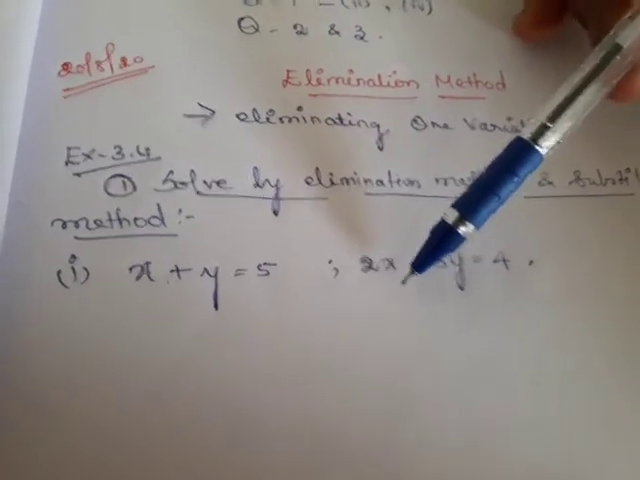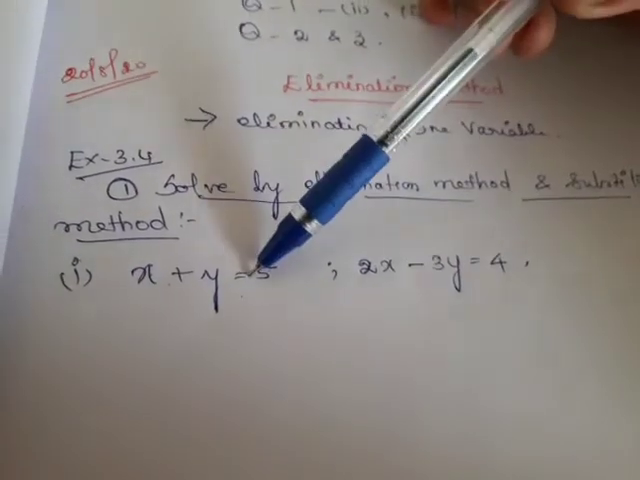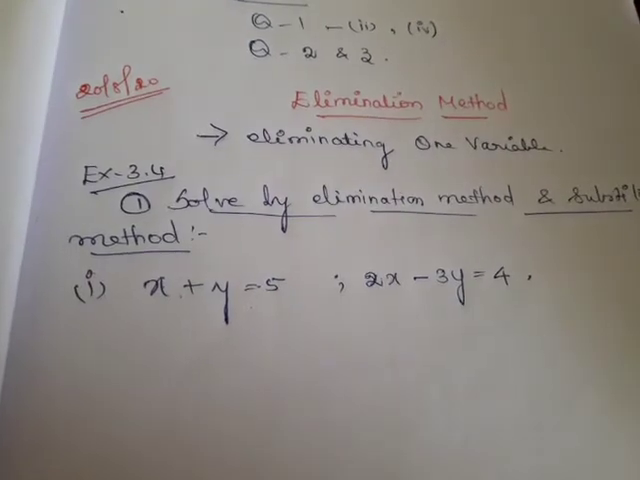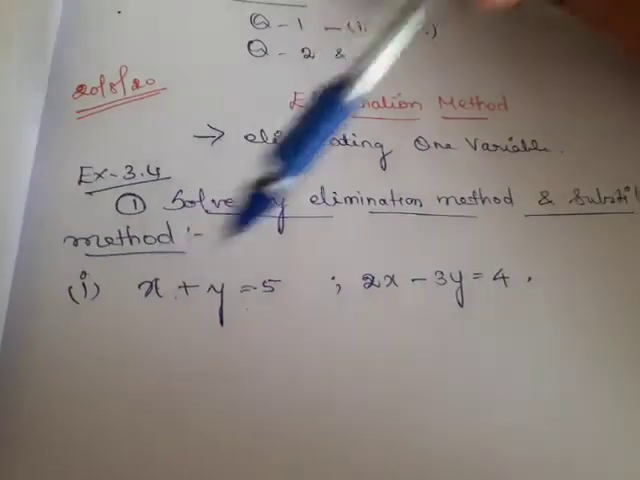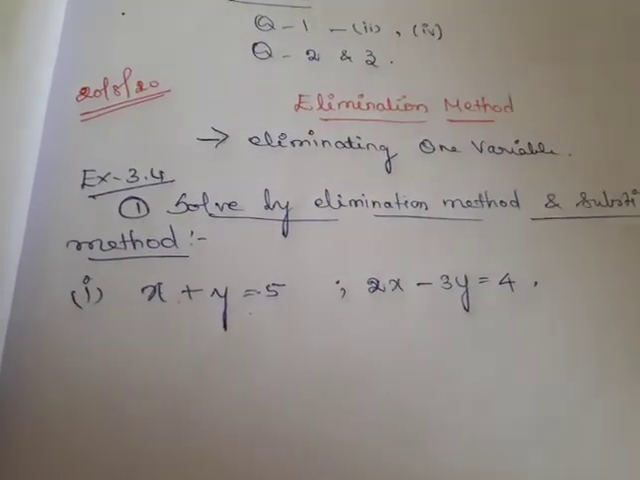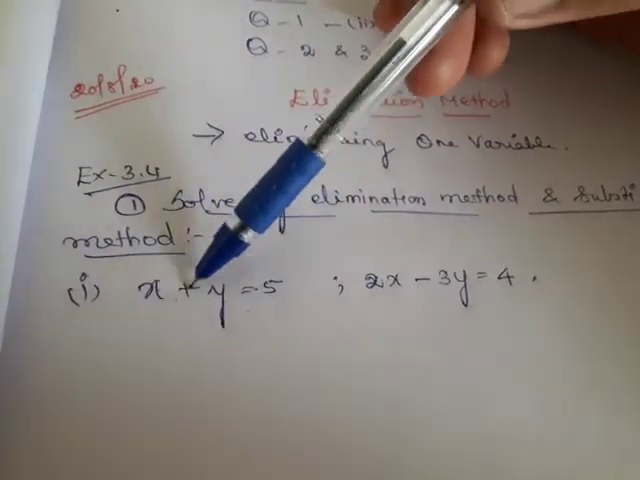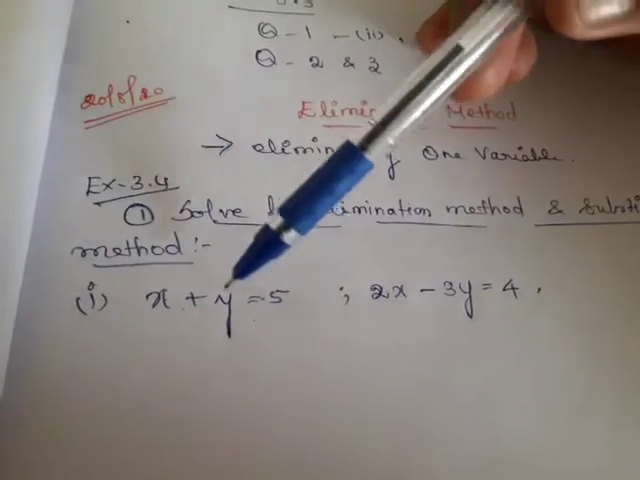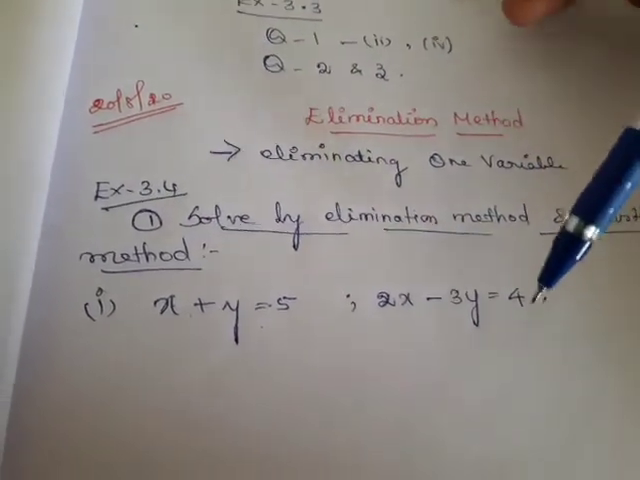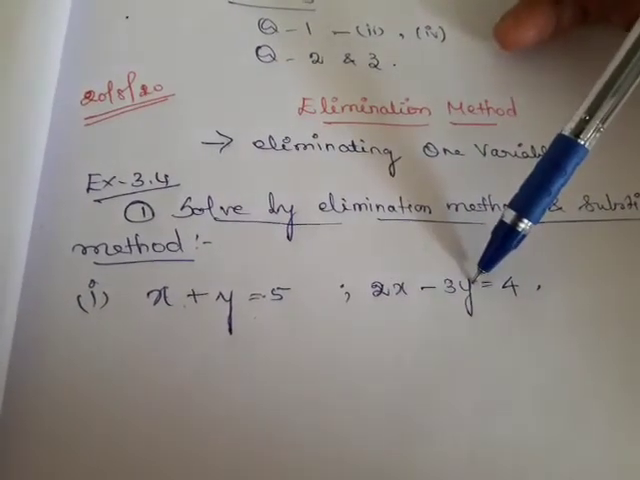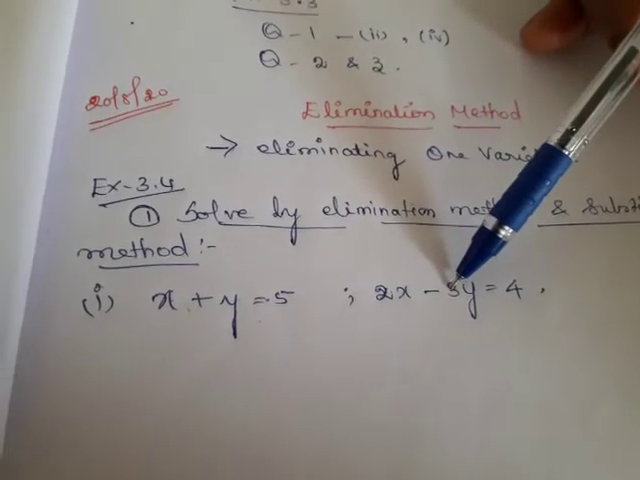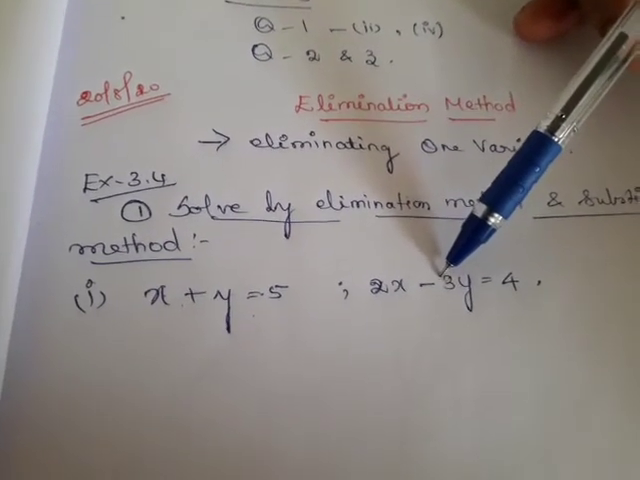What you have to do first is fix any one of the variables, either x or y, which has the alternate sign. Now if you see y, here it is plus, here it is minus, so I am going to fix the variable y, so that while adding, it will get cancelled directly. The coefficient of y in the first equation is 1, in the second equation it is 3. So try to make the coefficients the same.